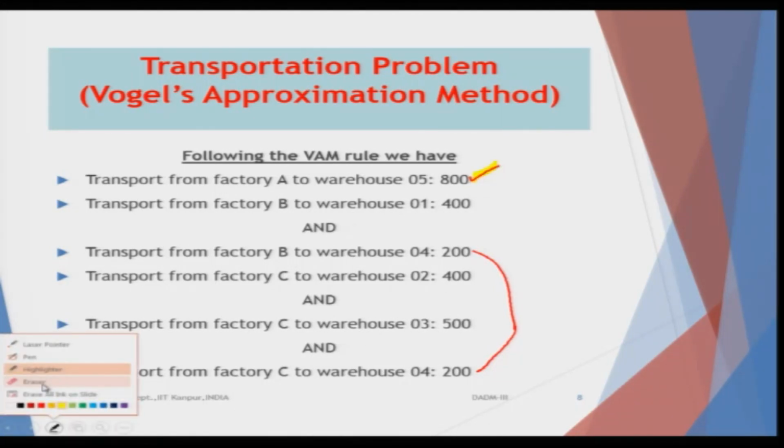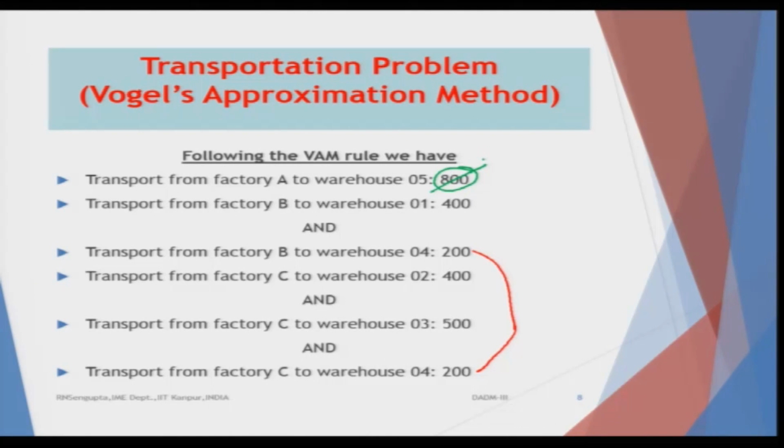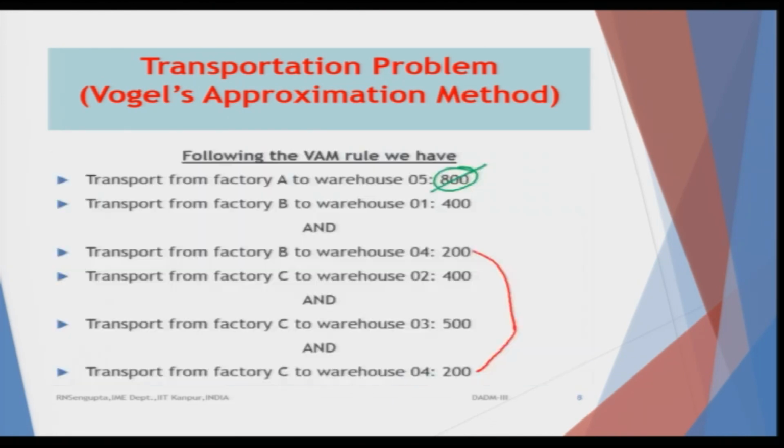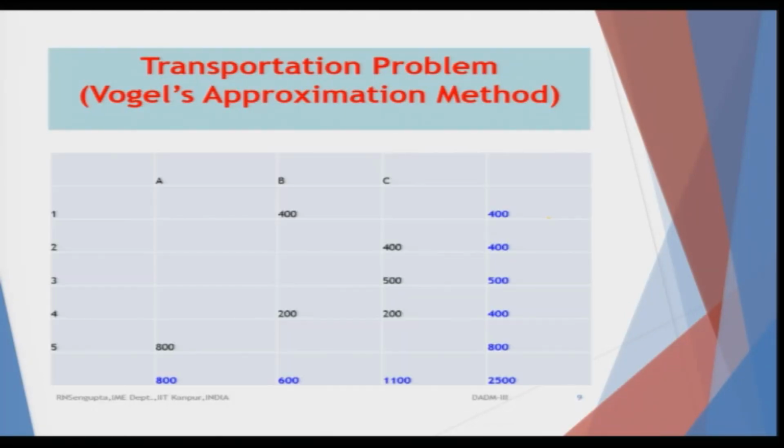Sorry, 5 has already been exhausted, so this is done, because this is based on the allocation. I am going to the next slide to show you the allocation. So 800 is already done. B was 400 here and 200 here, a total of 600, which is already done. Follow the column, and that is based on the minimum cost allocation from the cost matrix.